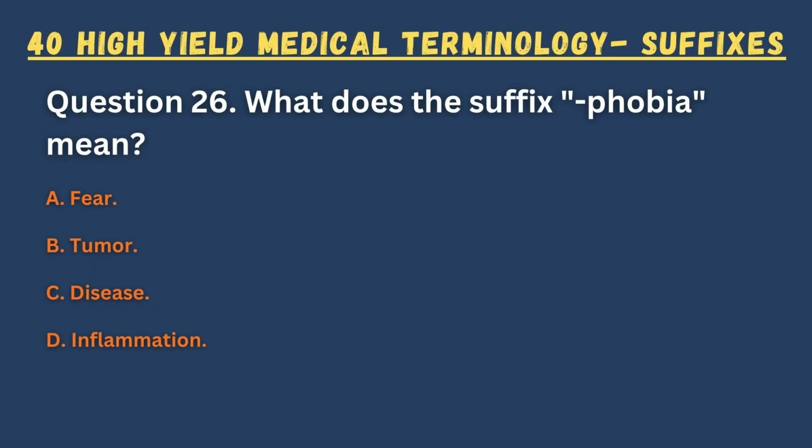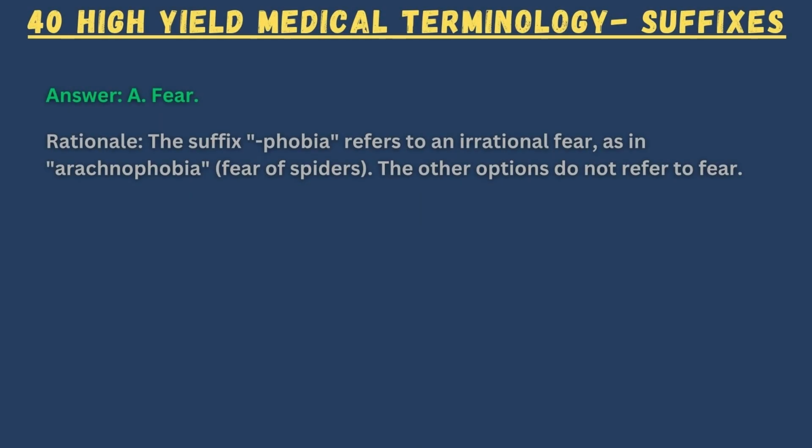Question 26. What does the suffix phobia mean? A. Fear. B. Tumor. C. Disease. D. Inflammation. Answer, A. Fear. Rationale: the suffix phobia refers to an irrational fear, as in arachnophobia, fear of spiders. The other options do not refer to fear.